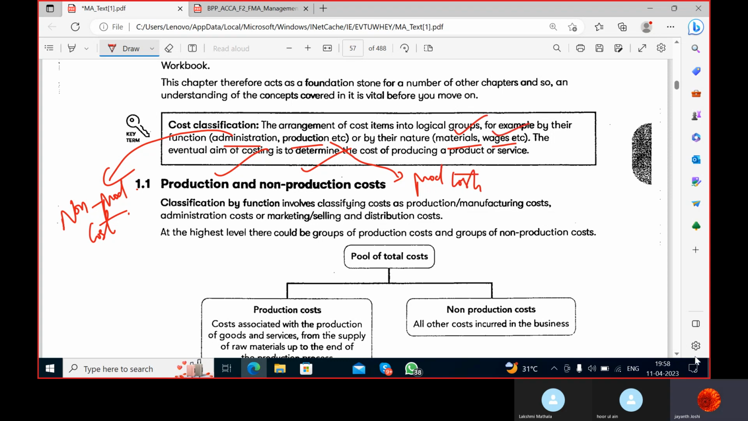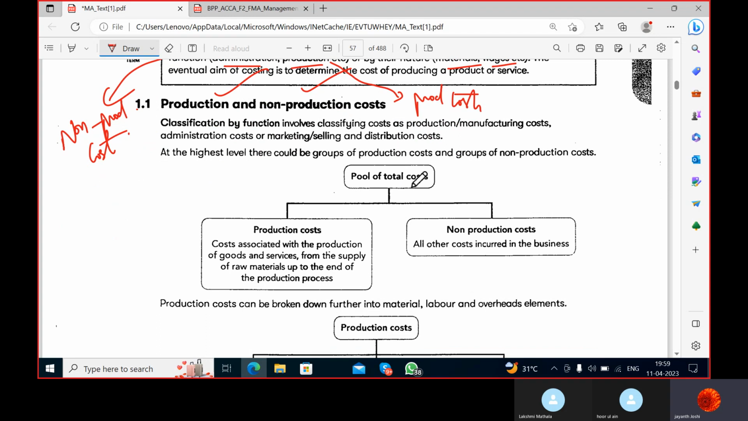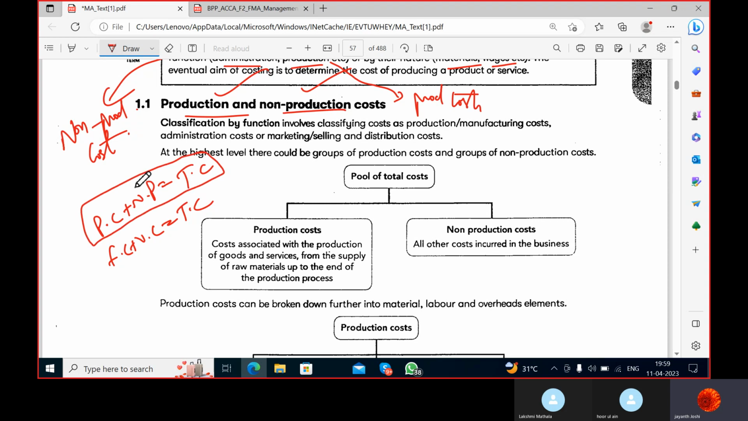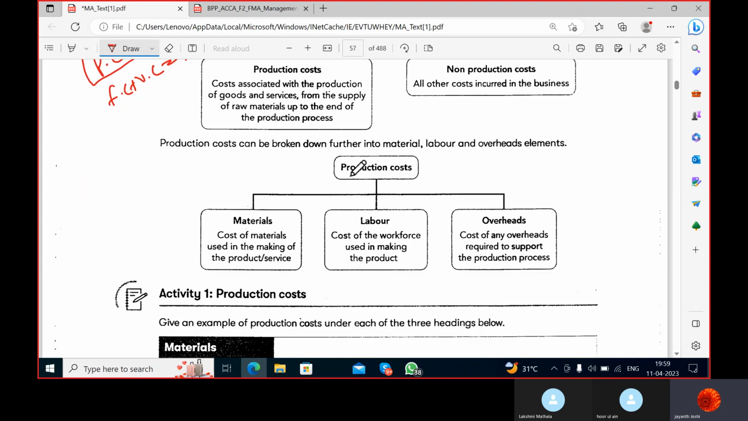Now let us see the detailed aspect of production and non-production cost. Production cost plus non-production cost will give you the total cost. You will be coming across one more formula: fixed cost plus variable cost is equal to total cost. This is from the perspective of classification. I'm classifying the cost based upon their functionalities. So production costs are costs which are related to the production process or manufacturing process. Generally, what comes under production cost? Direct material, labor and overheads.